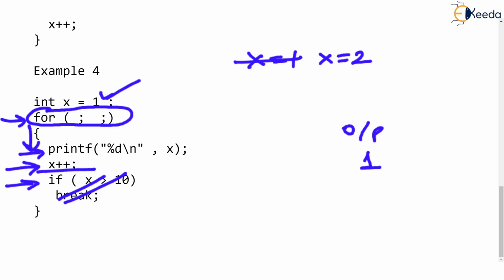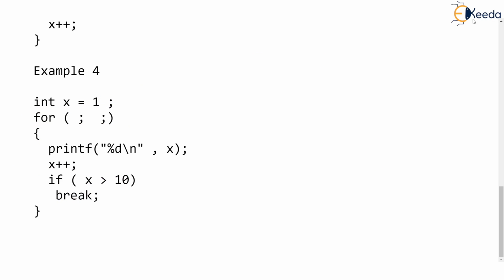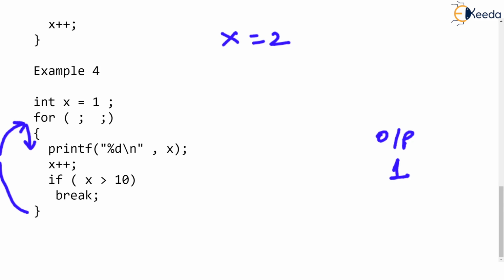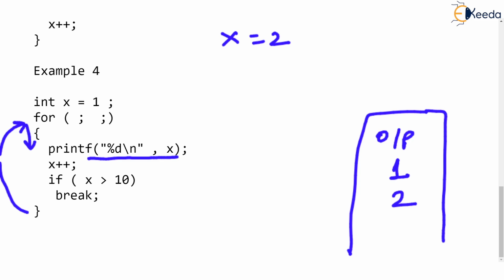I hope you are understanding. So where were we? We had x equal to 2. Recall, the value of x is right now 2, and the output at the moment is only 1. Now, when you go back to the for, again the for repeats because it is a forever loop. It prints the value of x, which is 2. So output now has 1 and 2. After that, x plus plus will make x as 3. Agreed? Then the condition is tested. Condition is 3 greater than 10, which is again false. Break will not occur, and the loop will repeat.